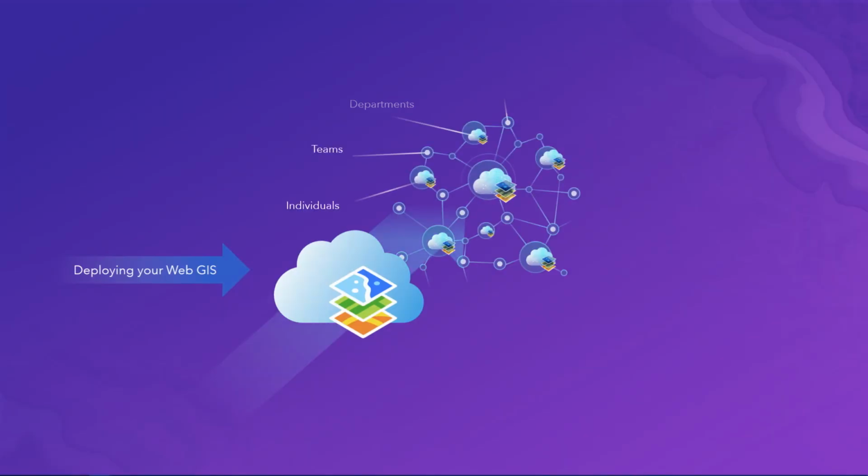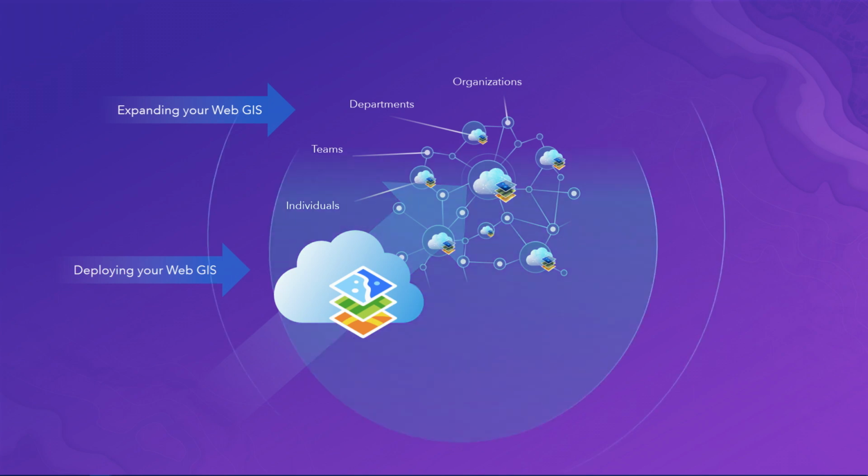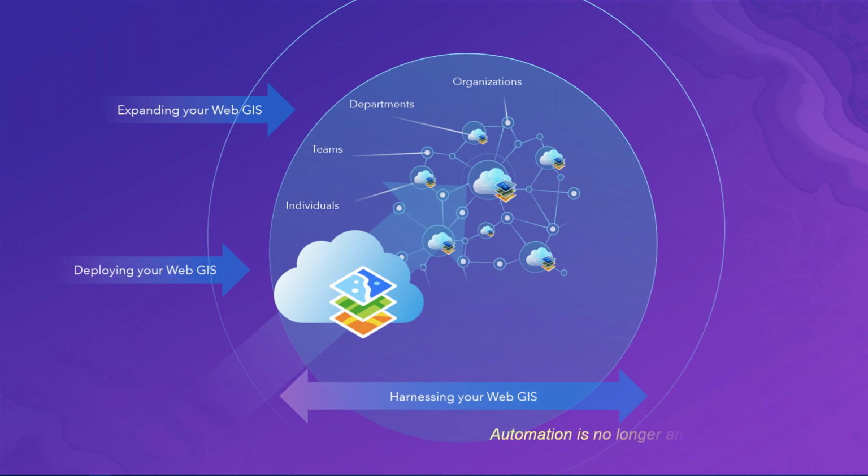Let's take a typical WebGIS lifecycle. It often starts with deploying your WebGIS, like if you're deploying ArcGIS Enterprise. And then, whether you're in online or in enterprise, you expand the scope of your GIS to cover individuals, teams, organizations that need to work together. But at the end of the day, you're trying to harness the power of your GIS to solve everyday problems. And that's really bringing it all together.